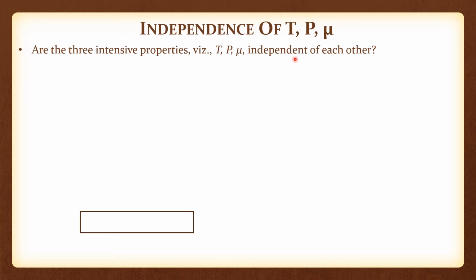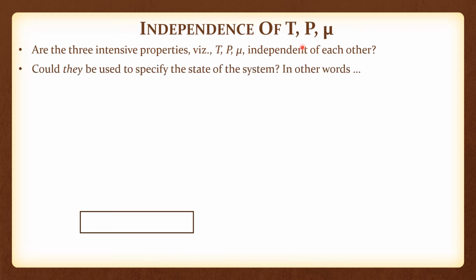Are the three intensive properties independent of each other? If they are independent of each other, could they be used to specify the state of the system? In other words, instead of U being a function of S, V and N, can I say that the energy of the system is a function of T, P and mu? Can we do that?